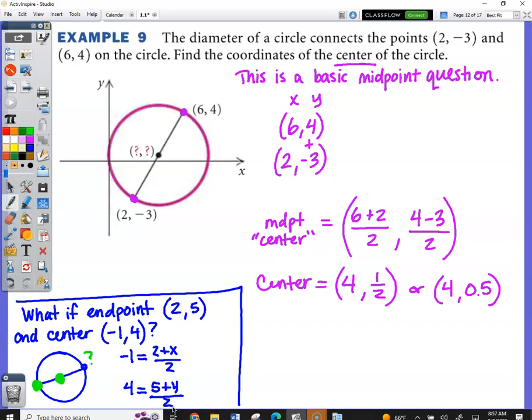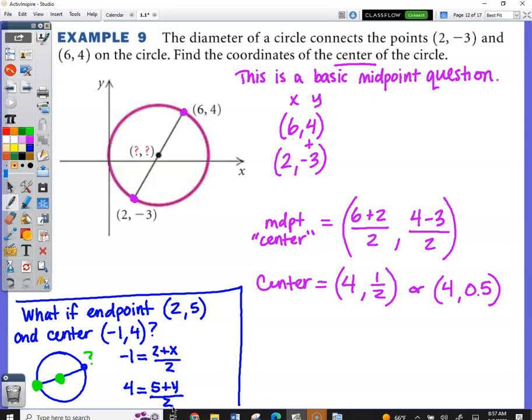Okay? And you would solve that. You'd multiply both sides by 2, then you'd subtract the 2 and the 5's over, and then you would have the other endpoint. And you could check it by taking the other endpoint and the given one and just finding the midpoint, and it would be that one right there.